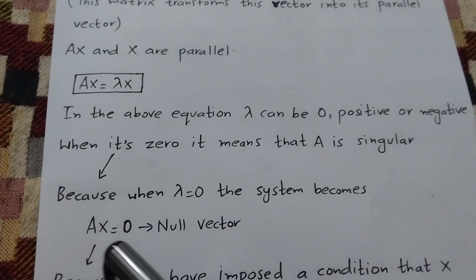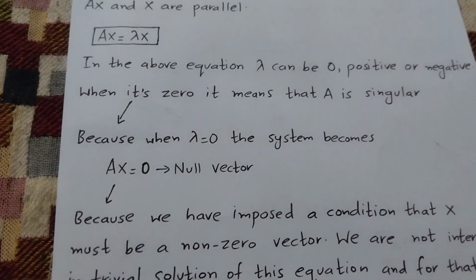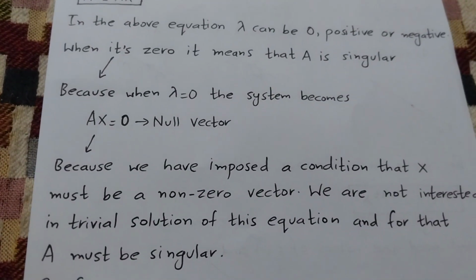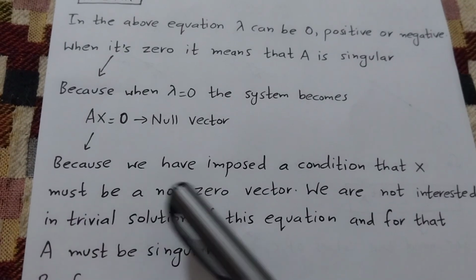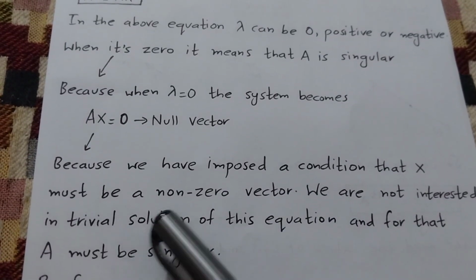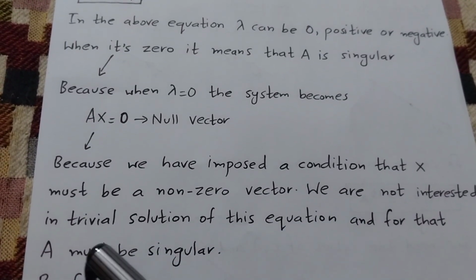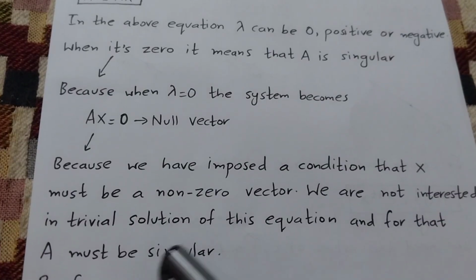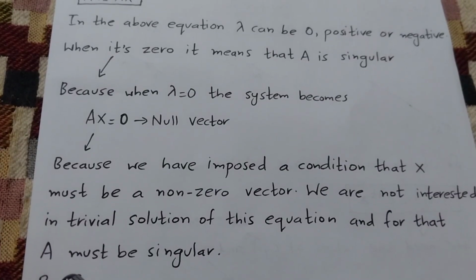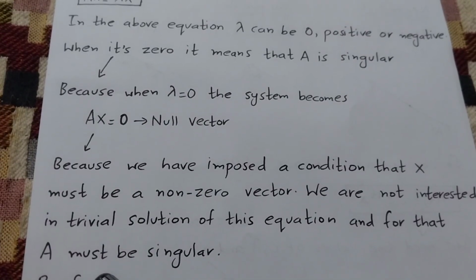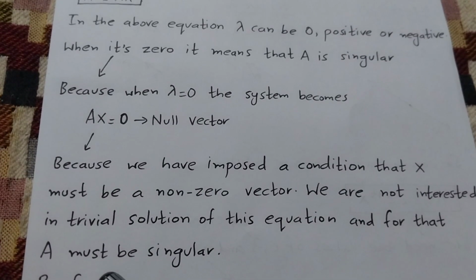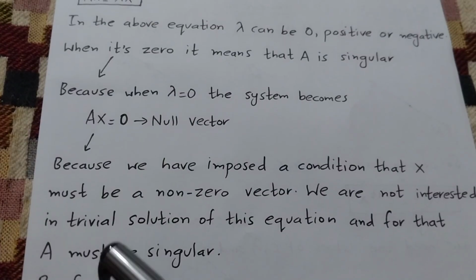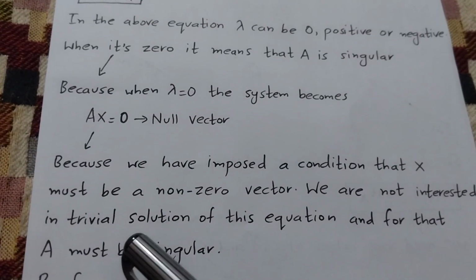And now we'll prove this. So we have imposed a condition that x must be a non-zero vector here. So we're not interested in the trivial solution of this equation, and for a non-trivial solution, this A matrix must be singular. It must be singular means it shouldn't have an inverse. Its determinant must be 0.